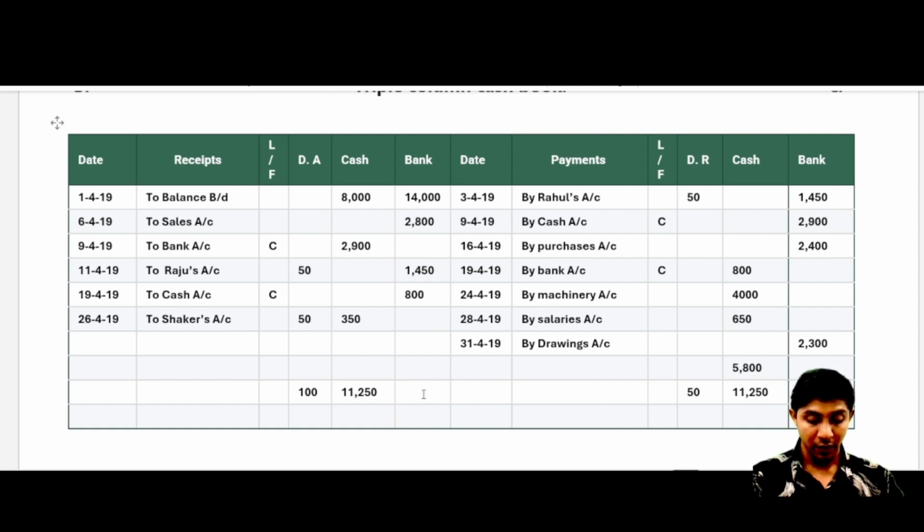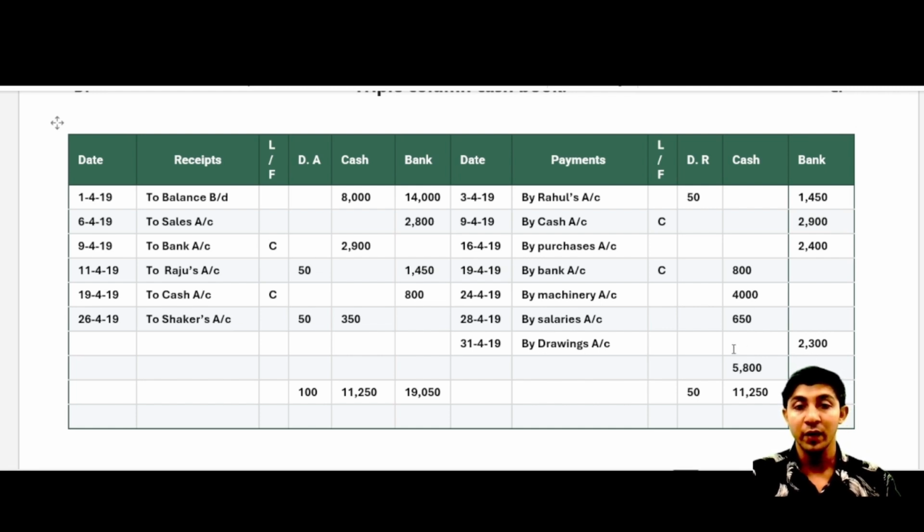5800. Now let us do the total of bank column. Here we can see 14,000 plus 2,800 plus 1,450 plus 800. So 19,050 is the total of bank column of debit side. This total is greater, so what is our work? Whichever total is greater, we write on both sides. Okay, the debit side is done, and on the credit side also we have to write 19,050.